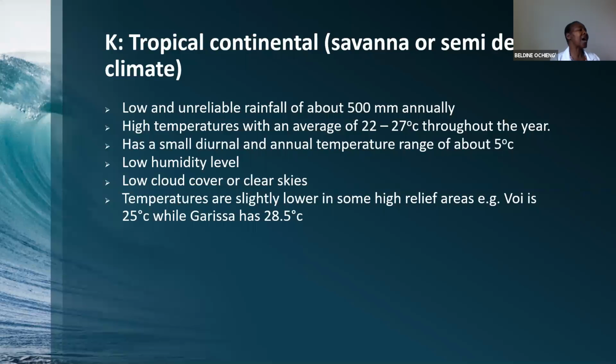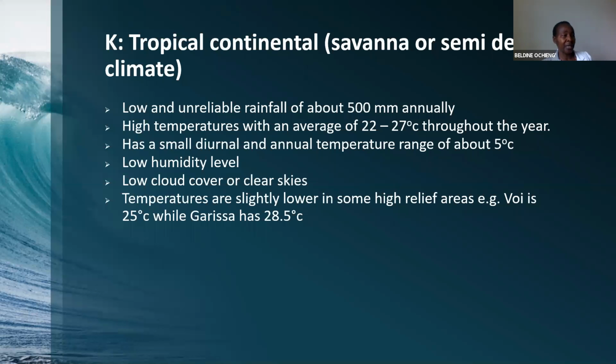Low and unreliable rainfall of about 500 millimeters annually. When we were going through our descriptive words, 500 was under low. So it is low and it is unreliable. You cannot say it will rain in this month. No, it is unreliable and it is low. High temperatures with an average of 22 to 27 degrees throughout the year.